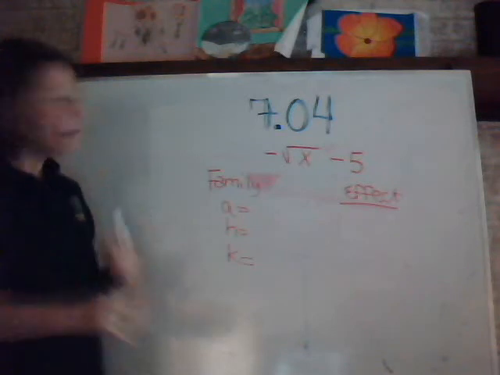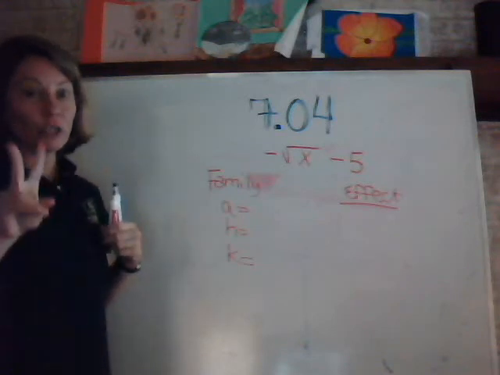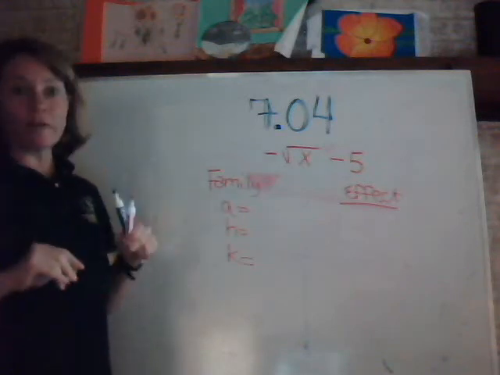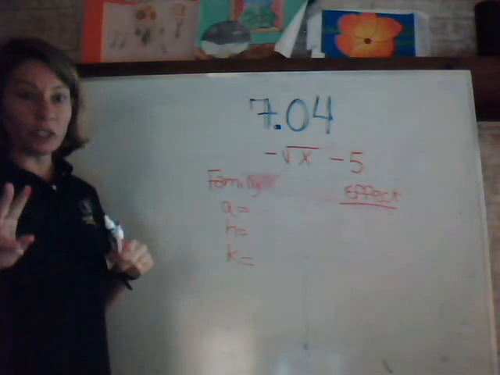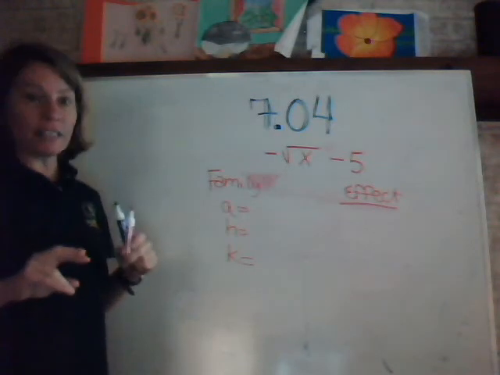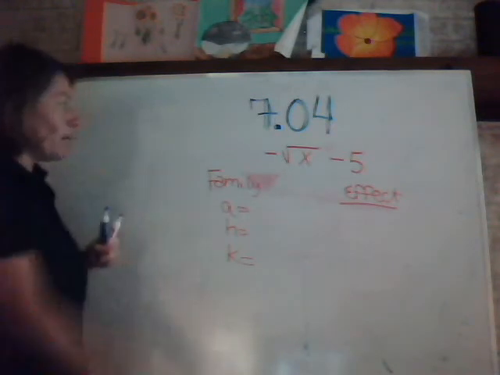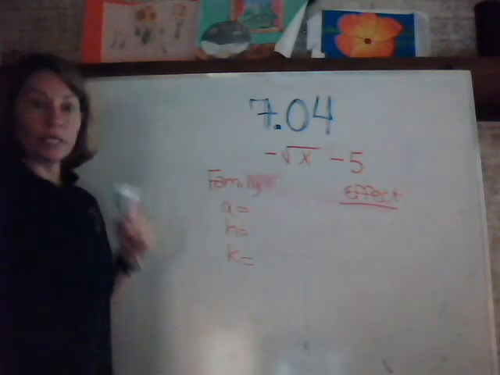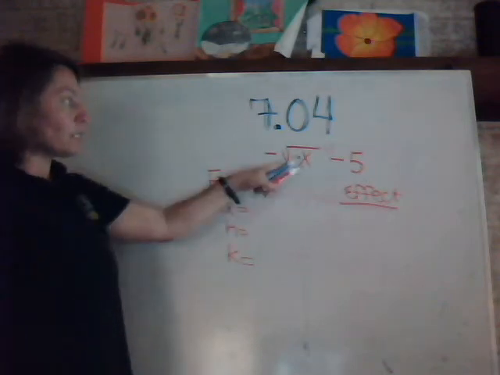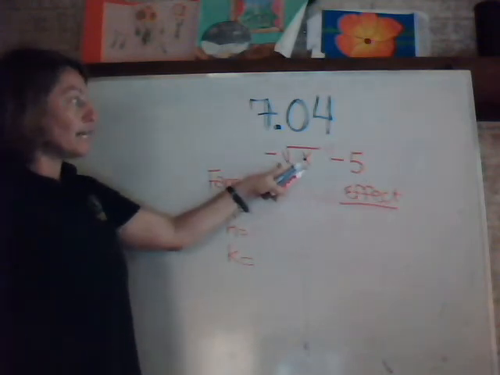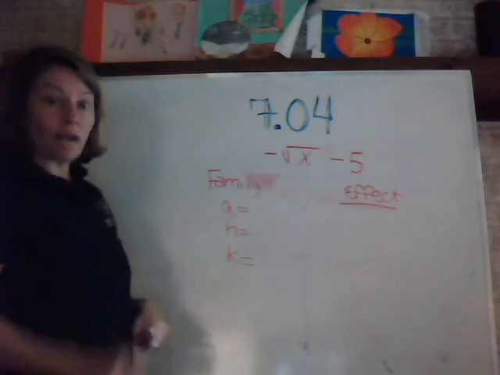Hey, I'm going to do one more example, or actually two, one of each. One square root function, one cube root function to show you the effects of A, H, and K on the graph. Okay, so the first thing I'm going to do is identify which family this comes from. This one is negative square root of x minus 5.